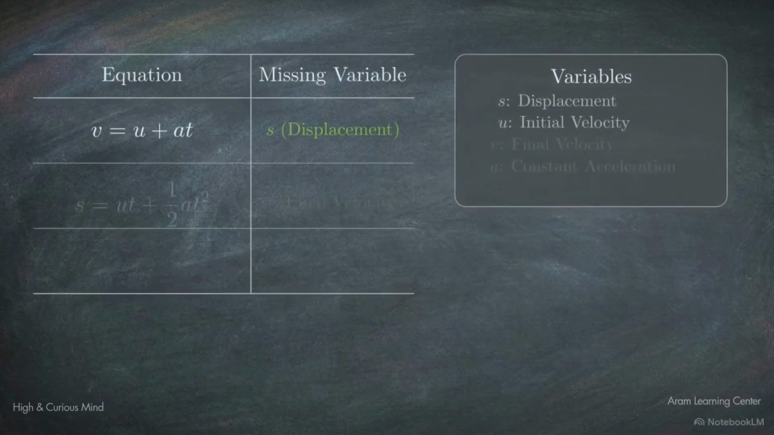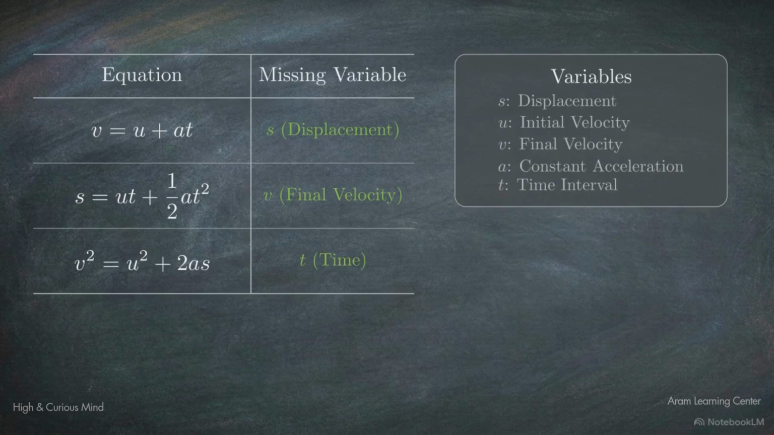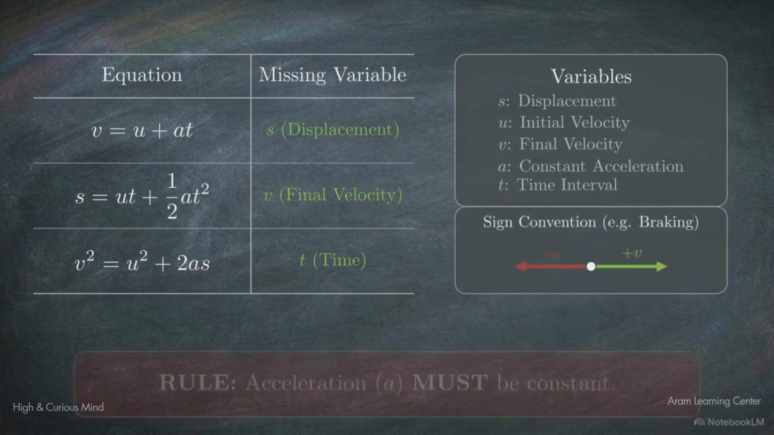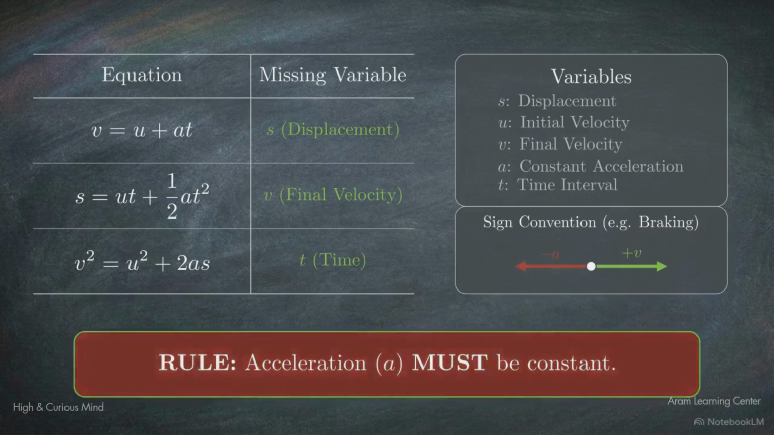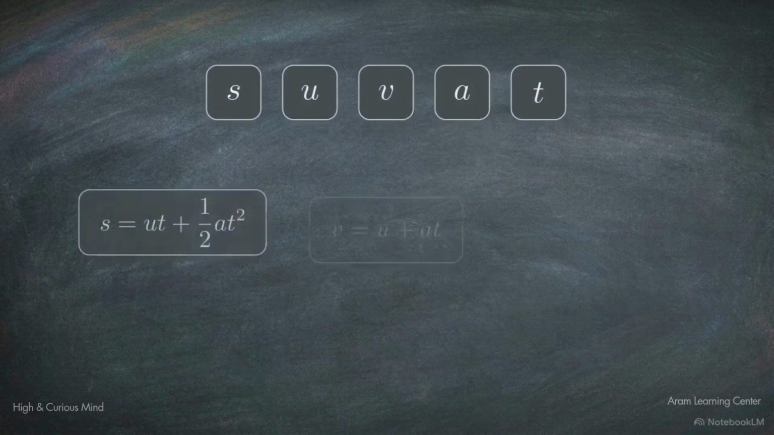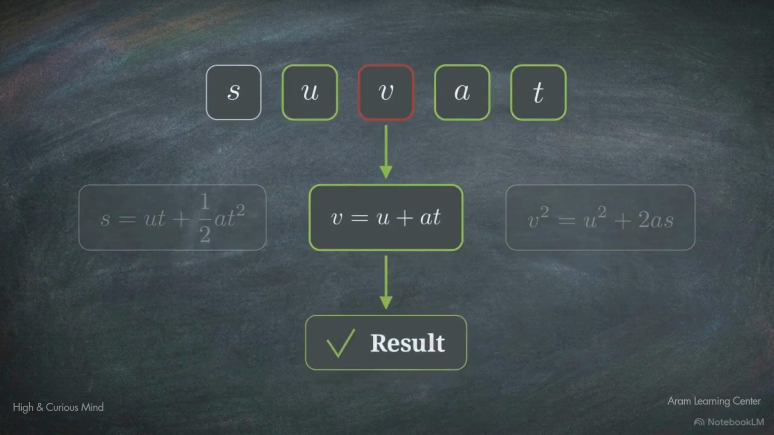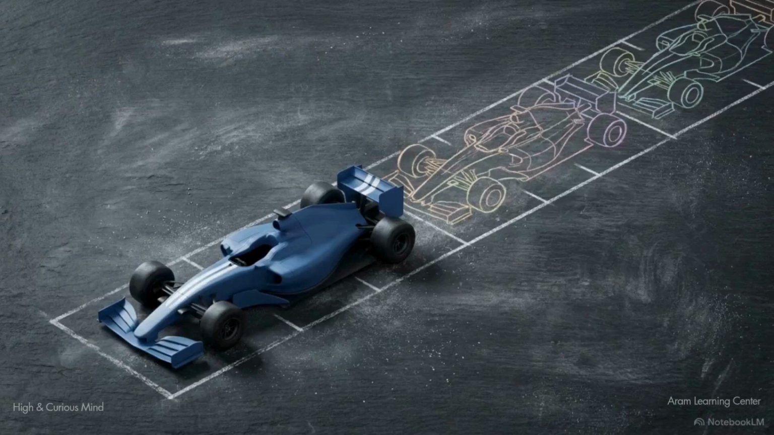Here are your 3 equations, aligned directly with their missing variables. Keep them straight, watch your positive and negative signs, and remember the strict condition: the acceleration must be constant. By identifying these 5 variables and applying the correct equation, you can mathematically predict the exact position and speed of any object moving with constant acceleration.